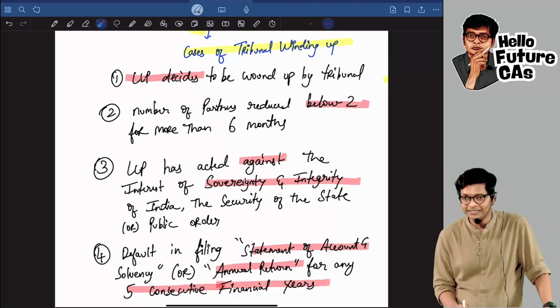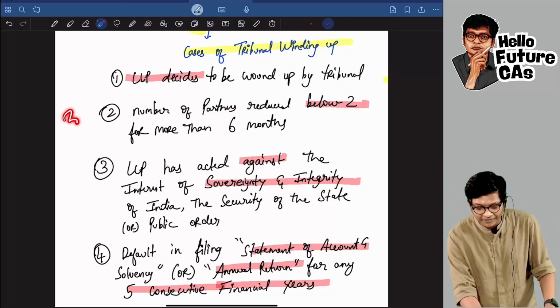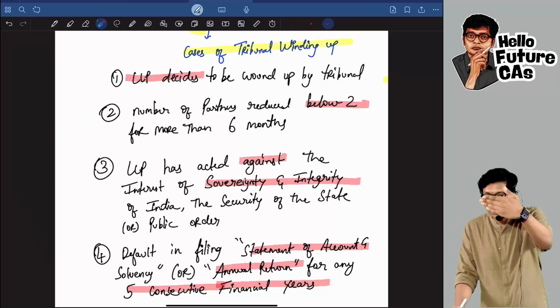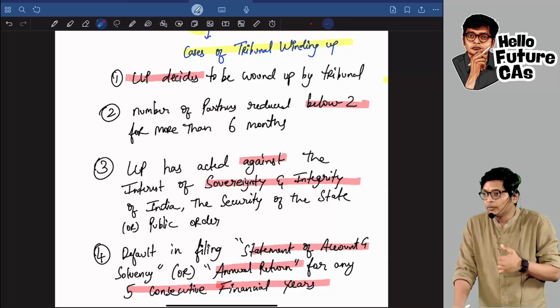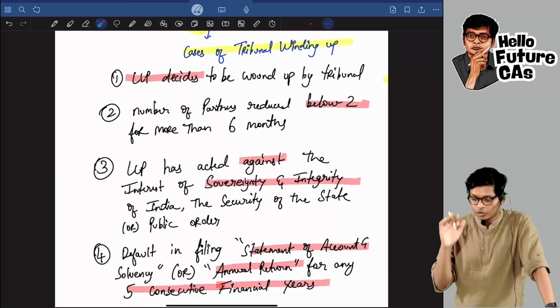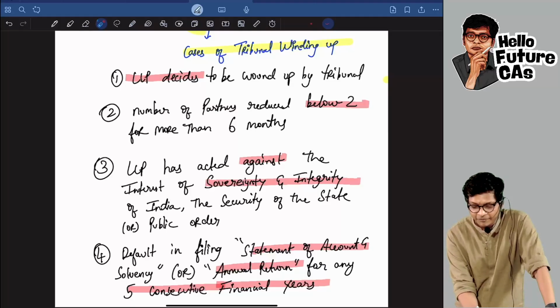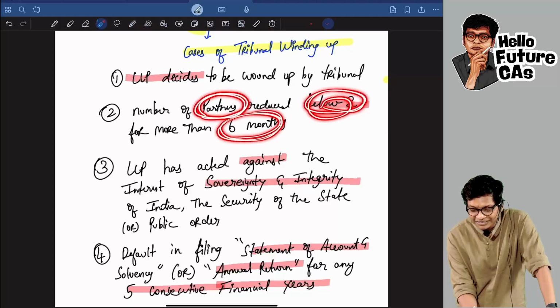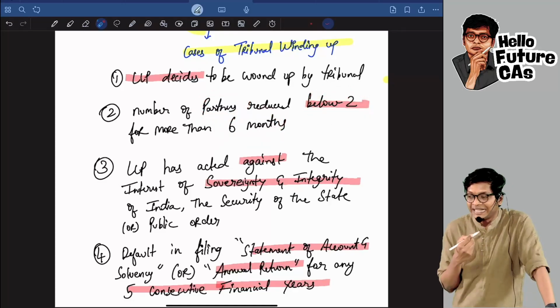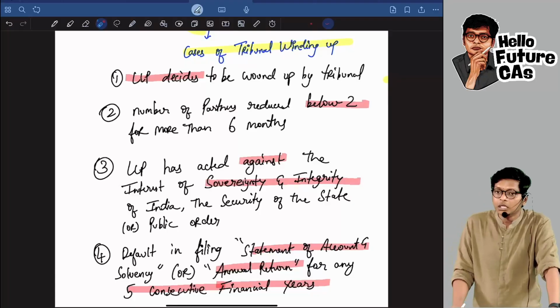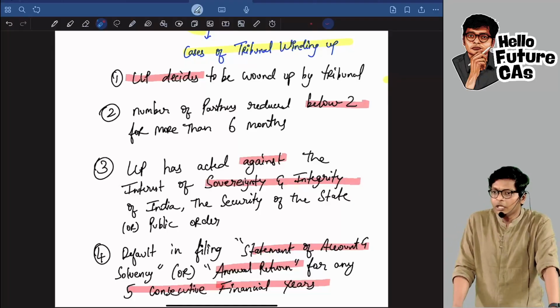Are you following, guys? Remember in the Companies Act we have this section 3A. If the minimum number of members falls below 2 for more than 6 months, they have to be wound up. Do you remember, guys? Over here, same thing. If the minimum number of partners falls below 2 for more than 6 months and the same is not rectified, the LLP will be ordered to be wound up by whom, guys? Tribunal.